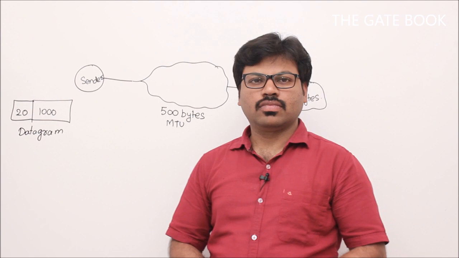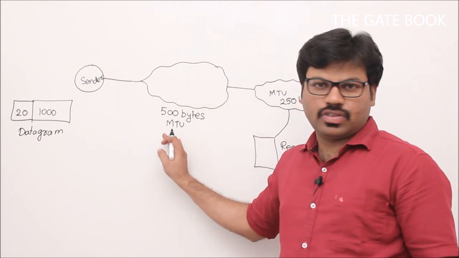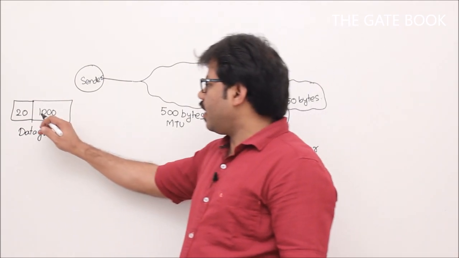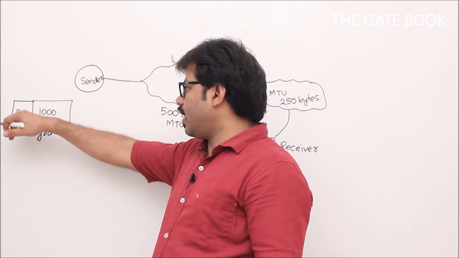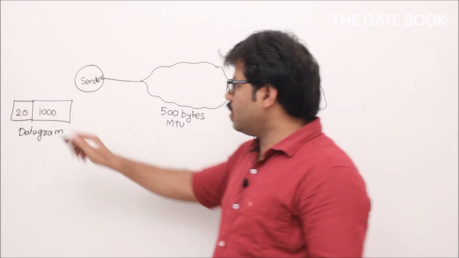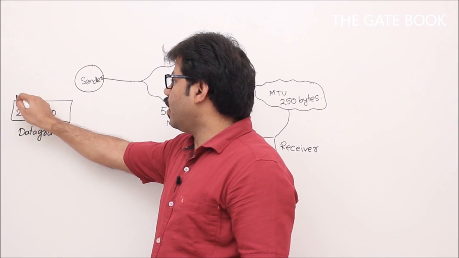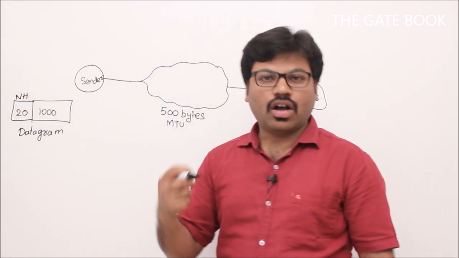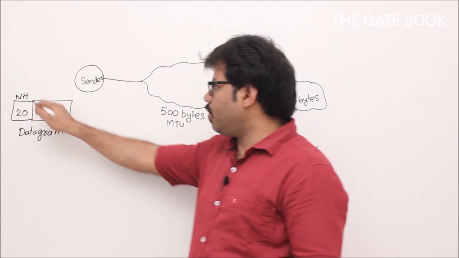Okay. Now we'll see one more example of fragmentation. So the datagram has 1000 data bytes and 20 header bytes. Okay, this is the network layer header. Okay, network header: version, offset, everything, right? So IP version 4 header.